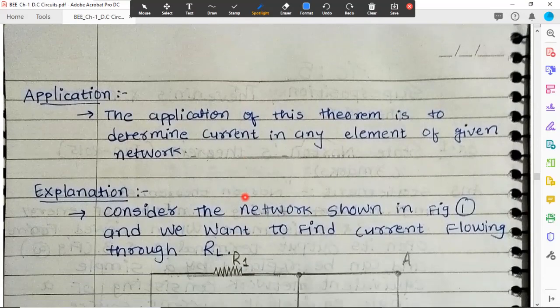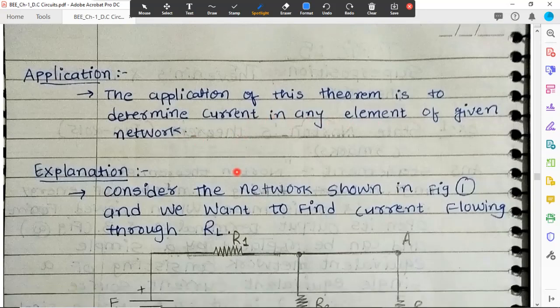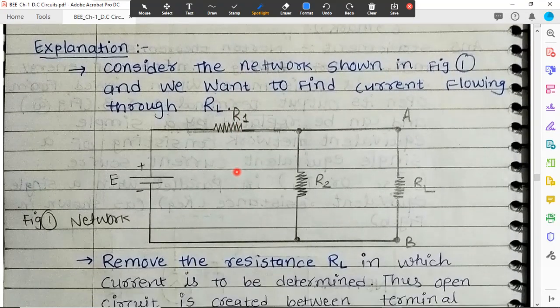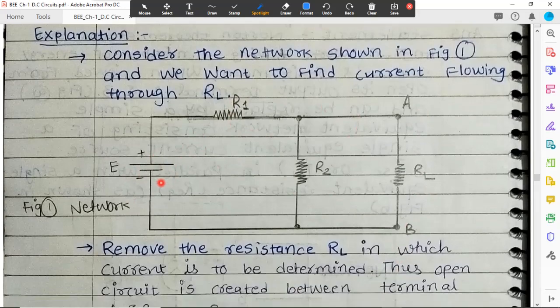So basically, the application of this theorem is to determine the current in any element of the given network. Consider this network. See here, R1, R2 and RL. RL stands for load resistance. This is the terminal AB. This is the voltage source E. Now, we draw the equivalent Norton's network of this network.